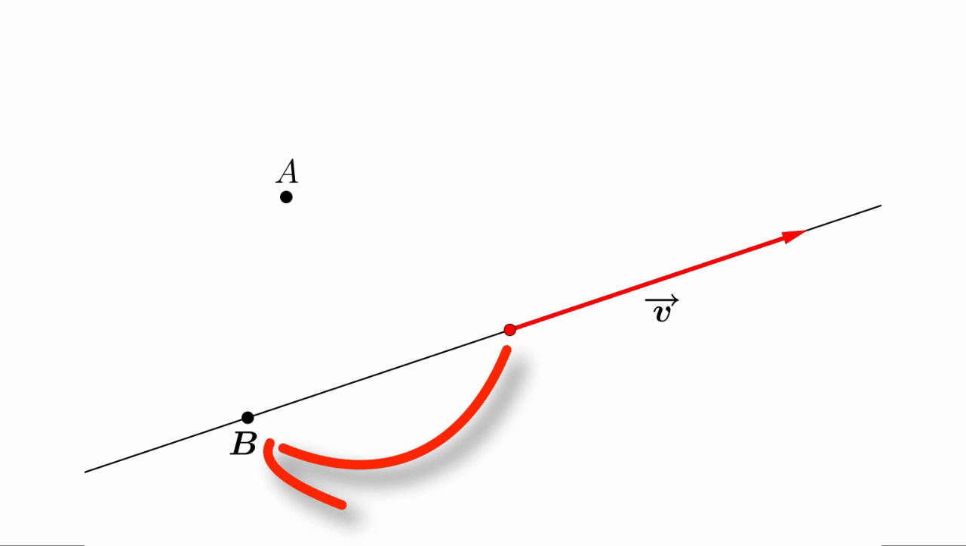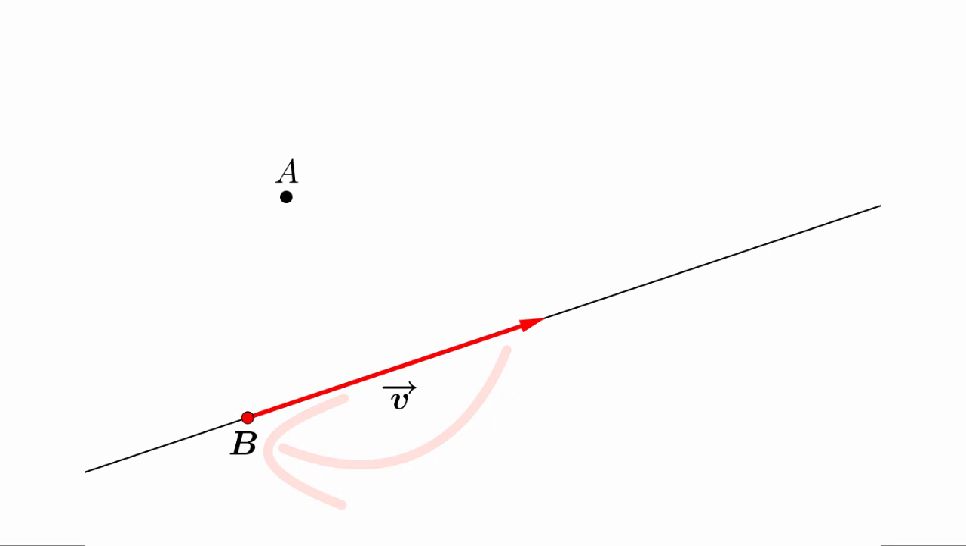An important problem which arises often in applications is finding the distance between a point, say A, and a line whose direction vector is V. To accomplish the task, we first pick an arbitrary point B on the line and move the vector V so that its initial point coincides with B.